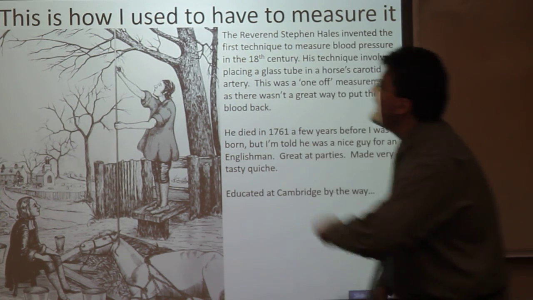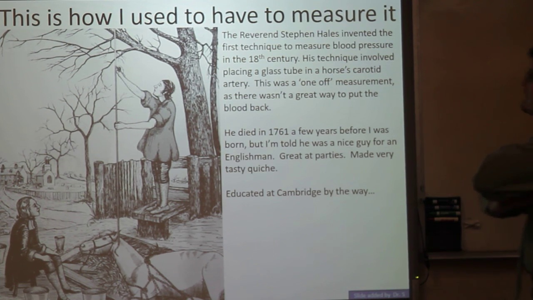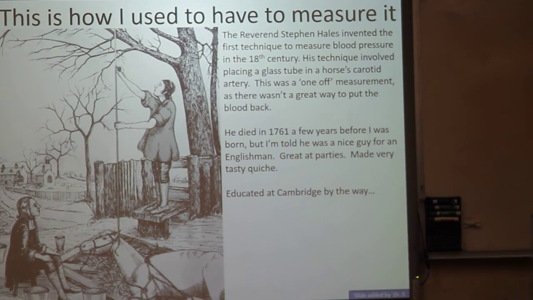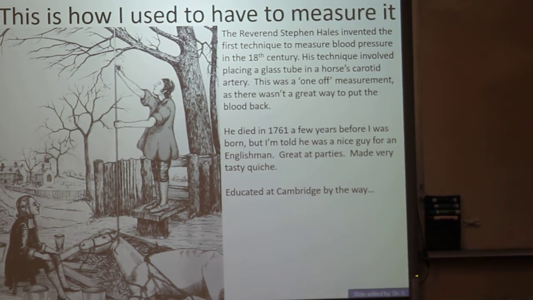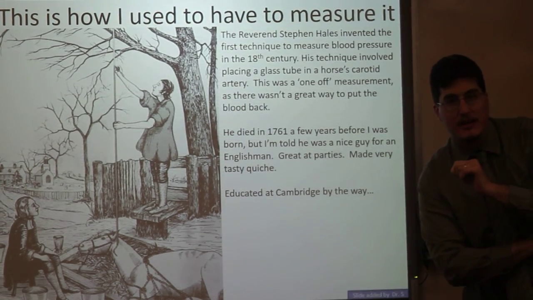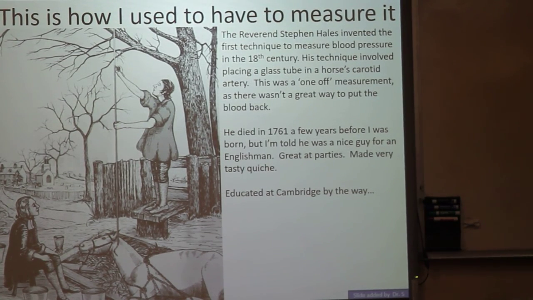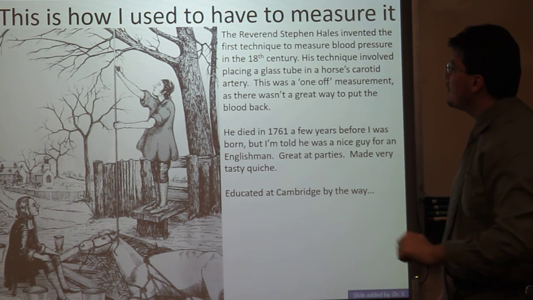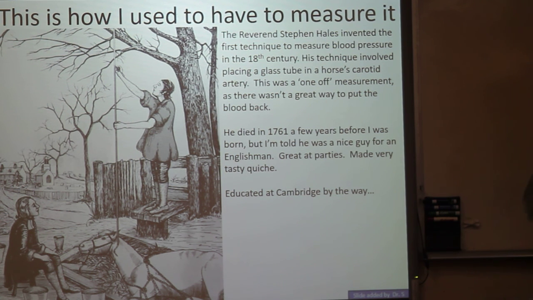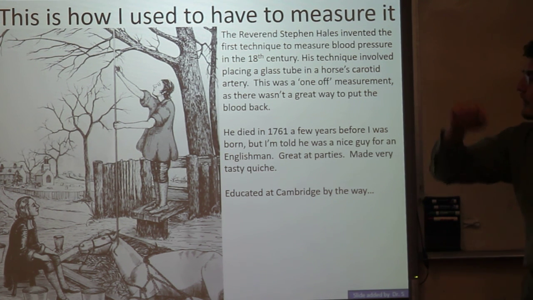All right. Now, the Reverend Stephen Hales invented the first technique to measure blood pressure in the 18th century. His technique involved placing a glass tube in a horse's carotid artery. This was a one-off measurement.